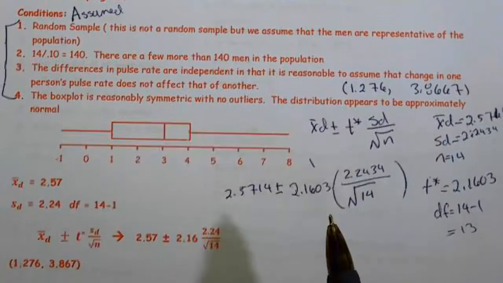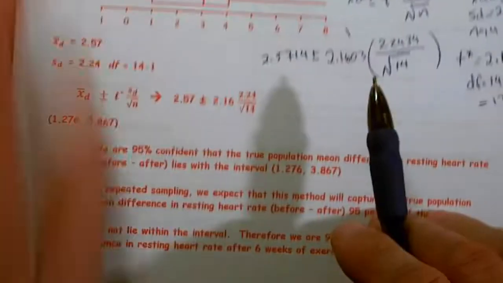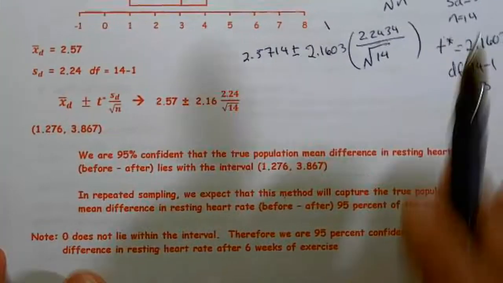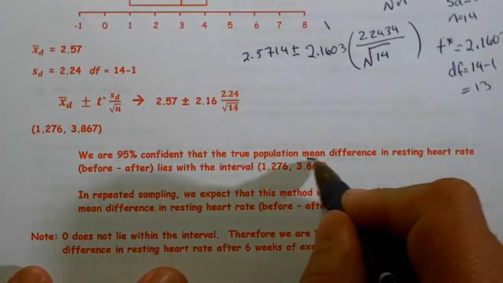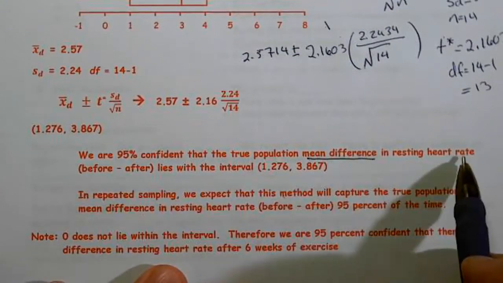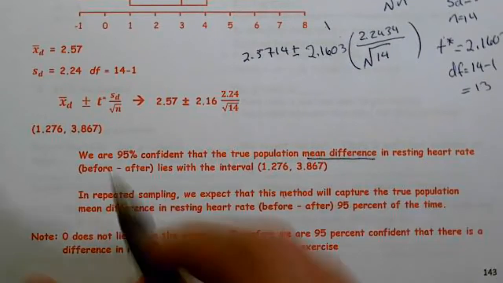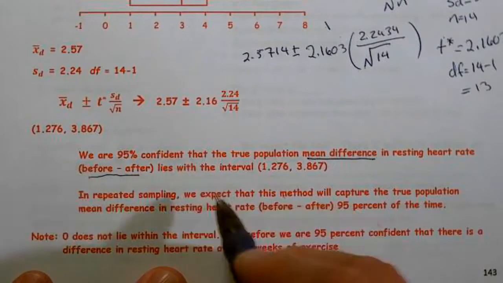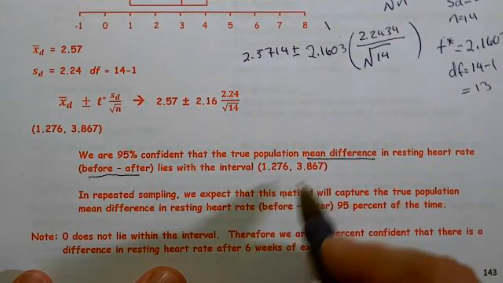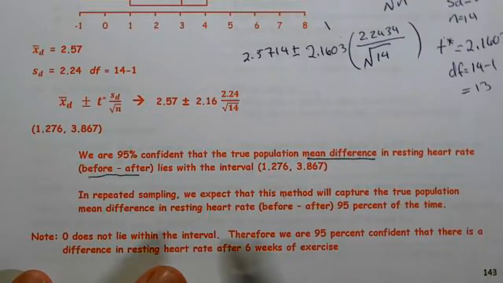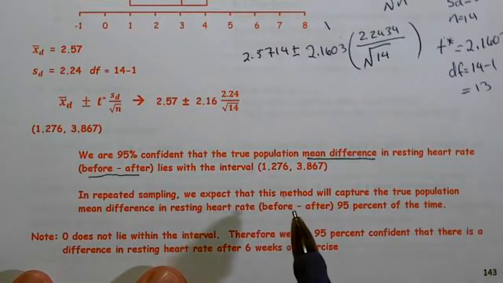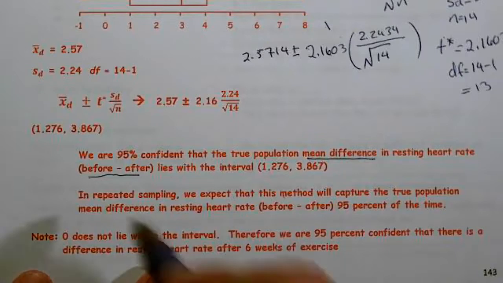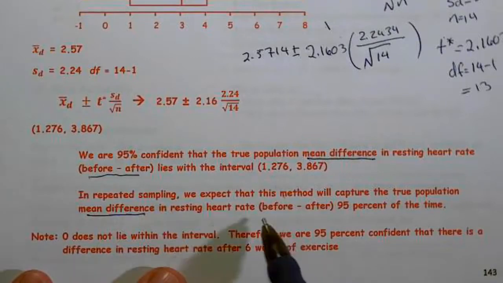So what can we say? Well, we can say we are 95% confident that the true population mean difference, because we're working with a paired, in resting heart rate or in pulse rate, before minus after, we always have to say which way we subtracted, lies within the interval 1.276 to 3.867. We can also say that in repeated sampling, we expect that this method will capture the true population mean difference in resting heart rate before minus after 95% of the time.